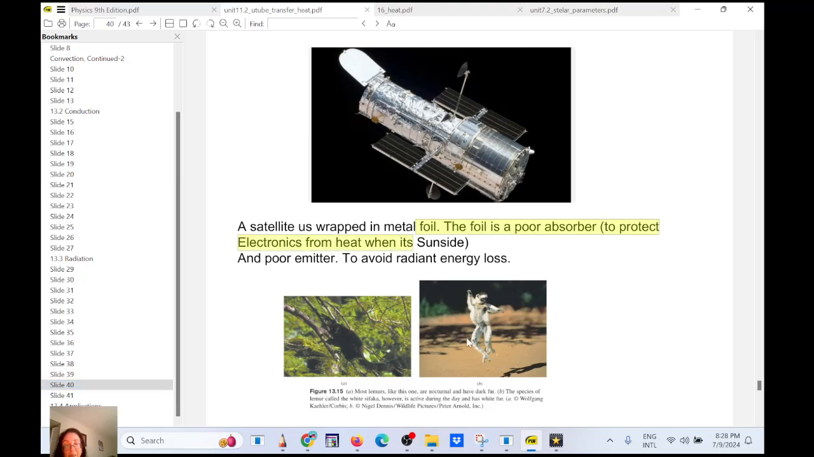And then there were these cute examples in your book. You have two kinds of lemur. This one is a white lemur. It lives during the day, so it's active during the day because it's a poor absorber. Even though it's very hot outside, because it's white, it will reflect most of the light. But in some places it has dark areas on its skin, so it can still absorb some light. During the night it's a poor emitter. This one is dark and it's only active during the night. So that's why their colors are not the same.